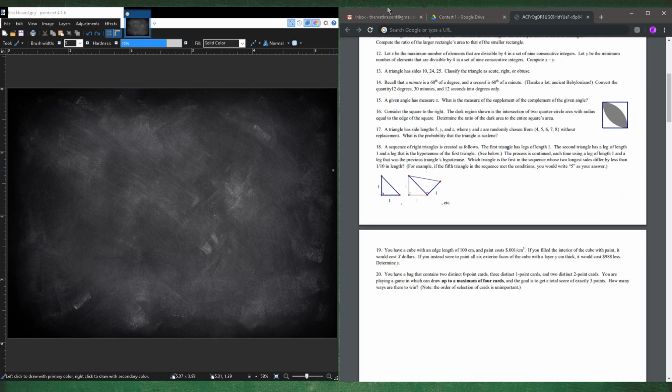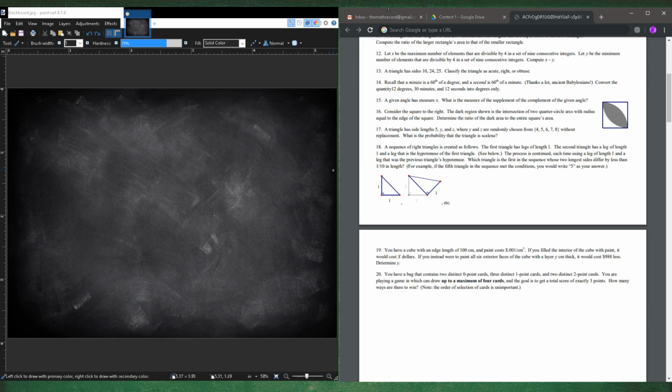Question 18. A sequence of right triangles is created as follows. The first triangle has side lengths 1, 1. The second one has a leg of length 1 and a leg that's the hypotenuse of the previous one, so it makes another triangle right here. The process continues, each time using a length of 1 and the length of the previous triangle's hypotenuse. Which is the first triangle in the sequence whose two longest legs differ by less than 1/10 in length?